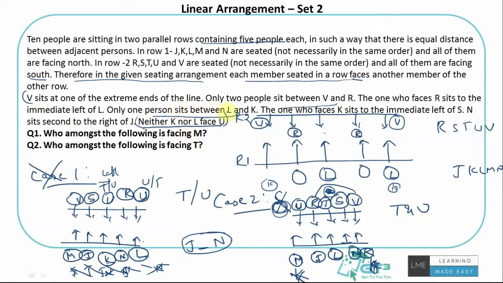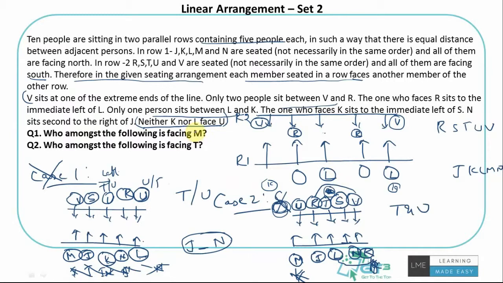Only one person sits between L and K. So L and K is here. That's N who is sitting between L and K. The one who faces K sits to the immediate left of S. So the one who is facing K, it's V. So where is S? S is located here. To the immediate left of S we see V who is facing K, which is also satisfying. N sits second to the right of J. So J is here, 1 and 2.